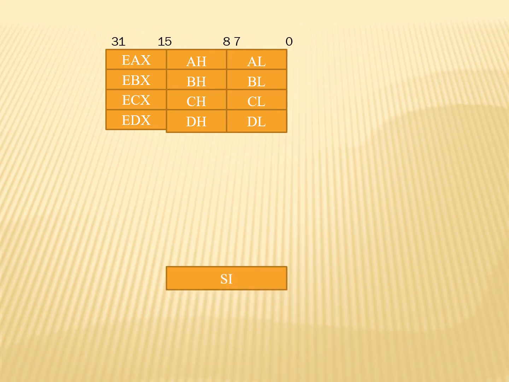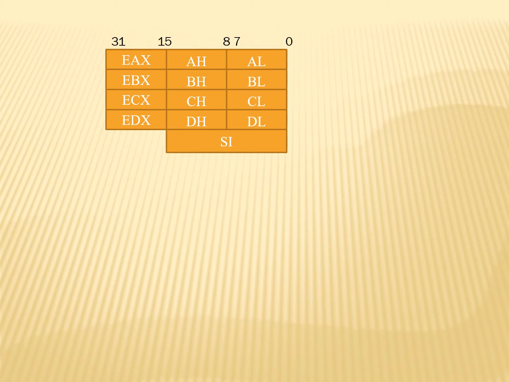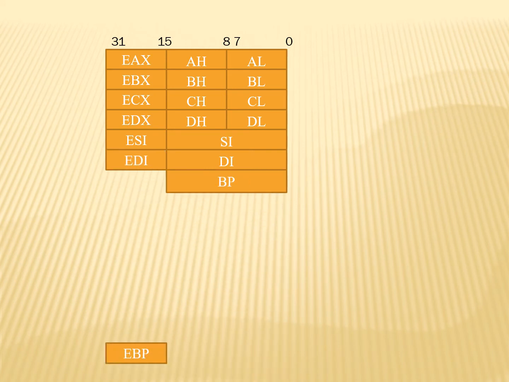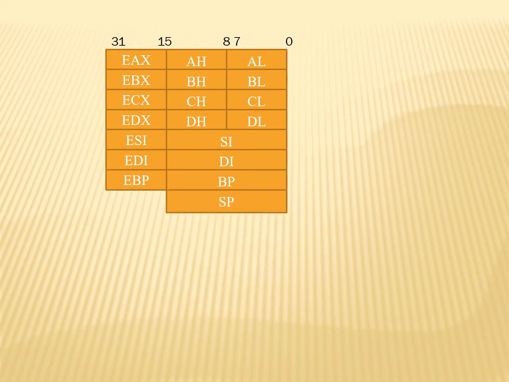DX register. We have SI, which is 16-bit. When I extend it, it becomes ESI. DI, which is 16-bit, becomes EDI, 32-bit. BP becomes EBP, and in a similar way SP becomes ESP. So here, apart from the general purpose registers, we also have the index registers as well as the base pointer, that is the pointer registers. The index registers and the pointer registers are all 32-bit.